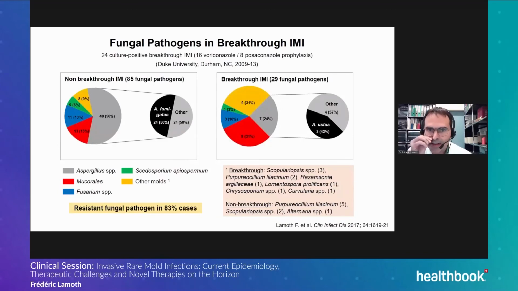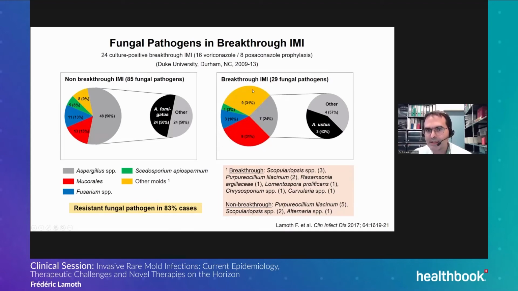Now, is this an emerging issue? During my stay at Duke University, I compared the fungal pathogens in breakthrough invasive mold infections versus non-breakthrough infections. I found 29 fungal pathogens in patients receiving voriconazole or posaconazole prophylaxis, compared to 85 fungal pathogens in non-breakthrough. In non-breakthrough, you have a predominance of Aspergillus species, not surprisingly, in gray, and half of them were Aspergillus fumigatus.